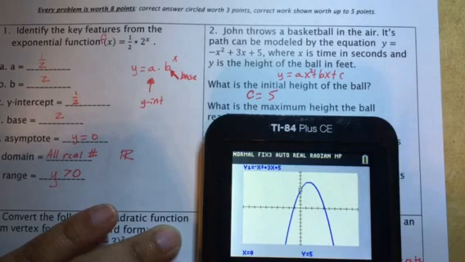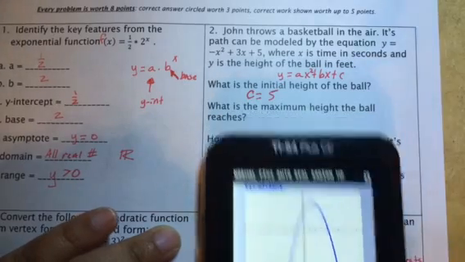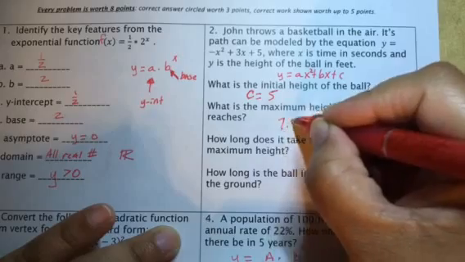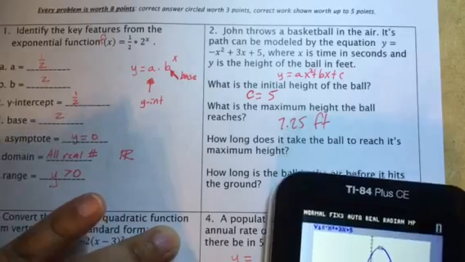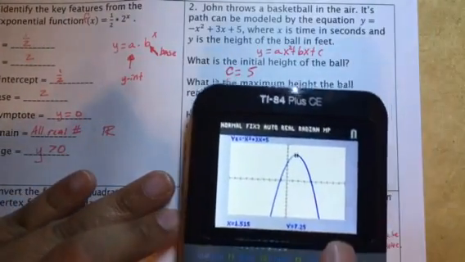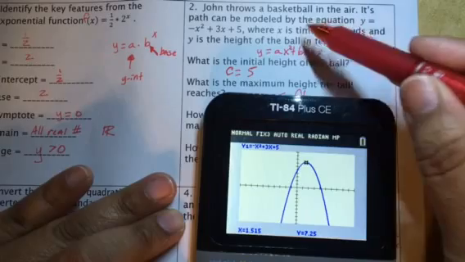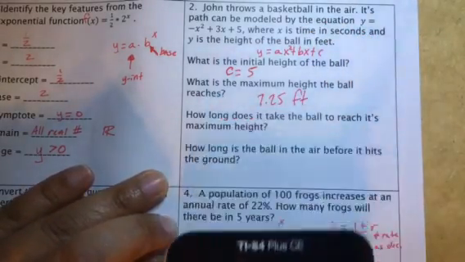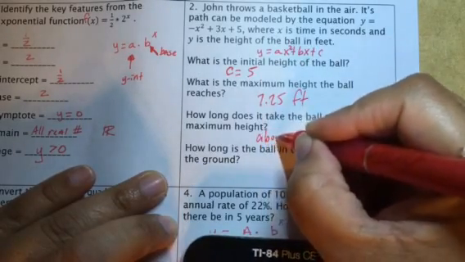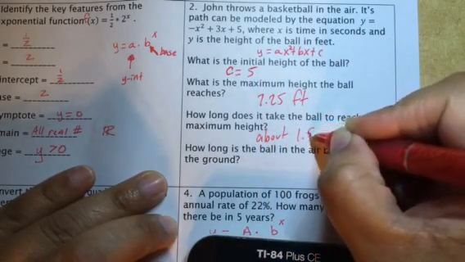This is where I told y'all to press trace. And you can kind of see where the number's the highest. Roughly, it's 7.25. So that's the maximum height. How long did it take for the ball to reach its maximum height? Well, it told us up here that x was time in seconds. So x in this case is about 1.5 seconds.